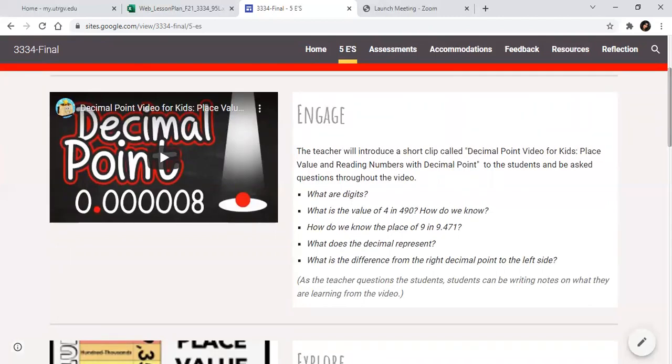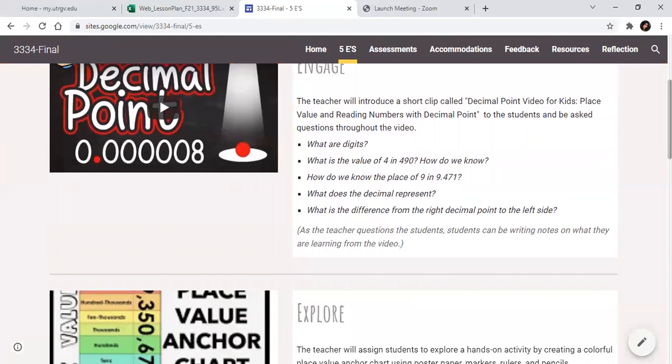They will be asked questions throughout the video, such as: what are digits, what is the value of 4 in 490, and how do we know? How do we know the place of 9 in 9.471? What does a decimal represent? What is the difference from the right of the decimal point to the left side? These questions will be asked throughout the video. As the teacher is asking these types of questions, the students can be writing notes in their math journals as they are learning from the video.